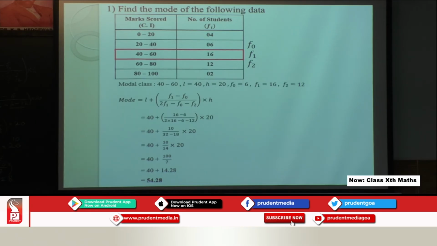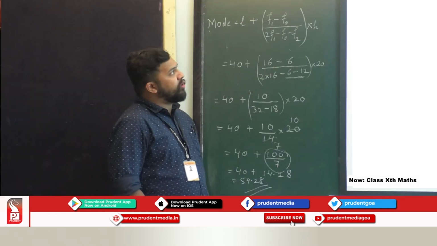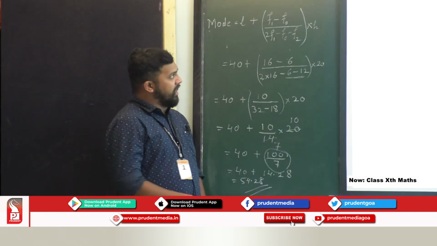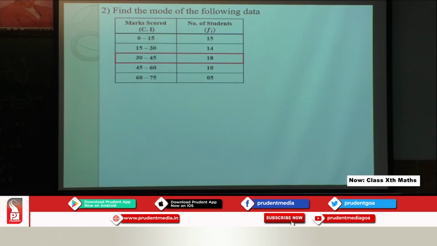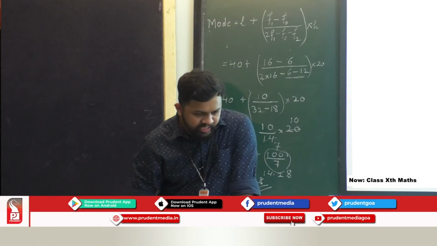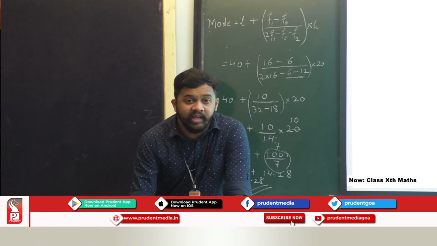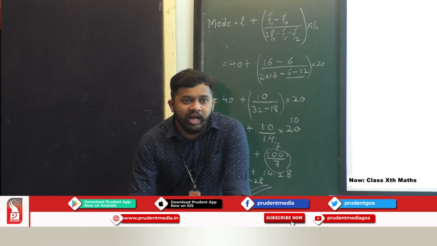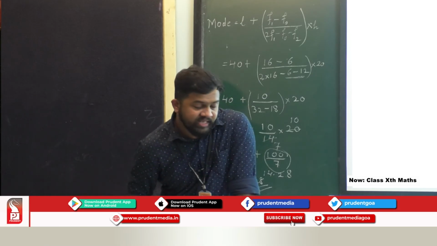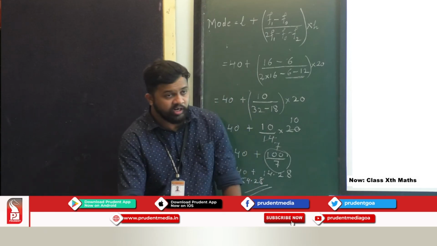Let's take one more example. Find the mode of the following data. Again, the class intervals are given and the number of students are given. What is the first thing we do? The first thing we have to identify is the class which has the maximum frequency, the highest frequency. So the highest frequency is 18. So what is my modal class? The modal class is 30 to 45.